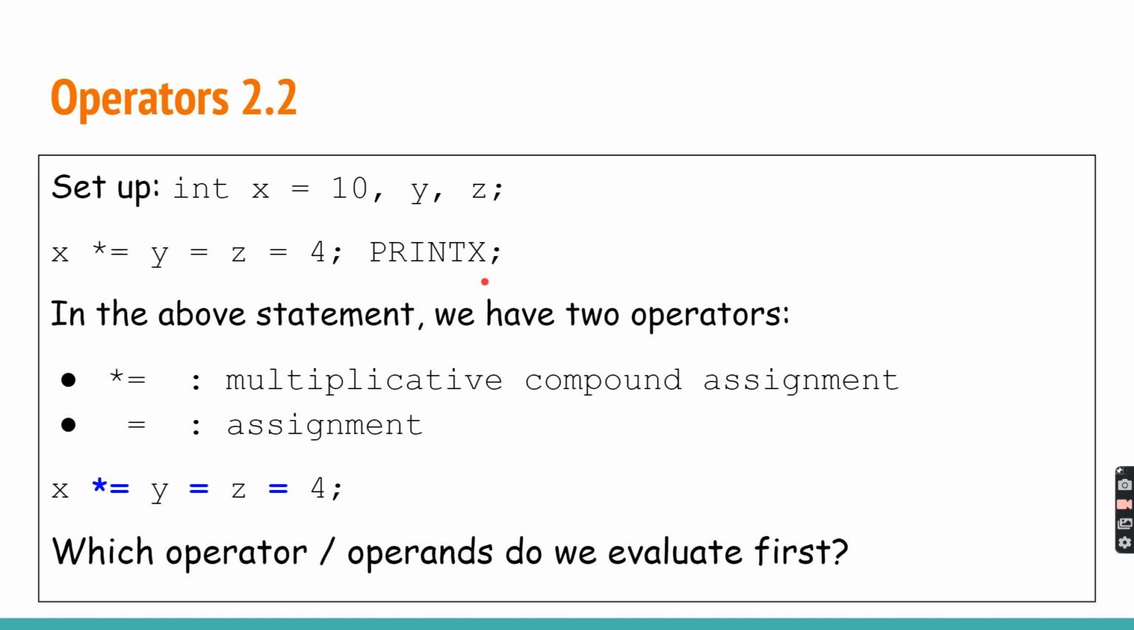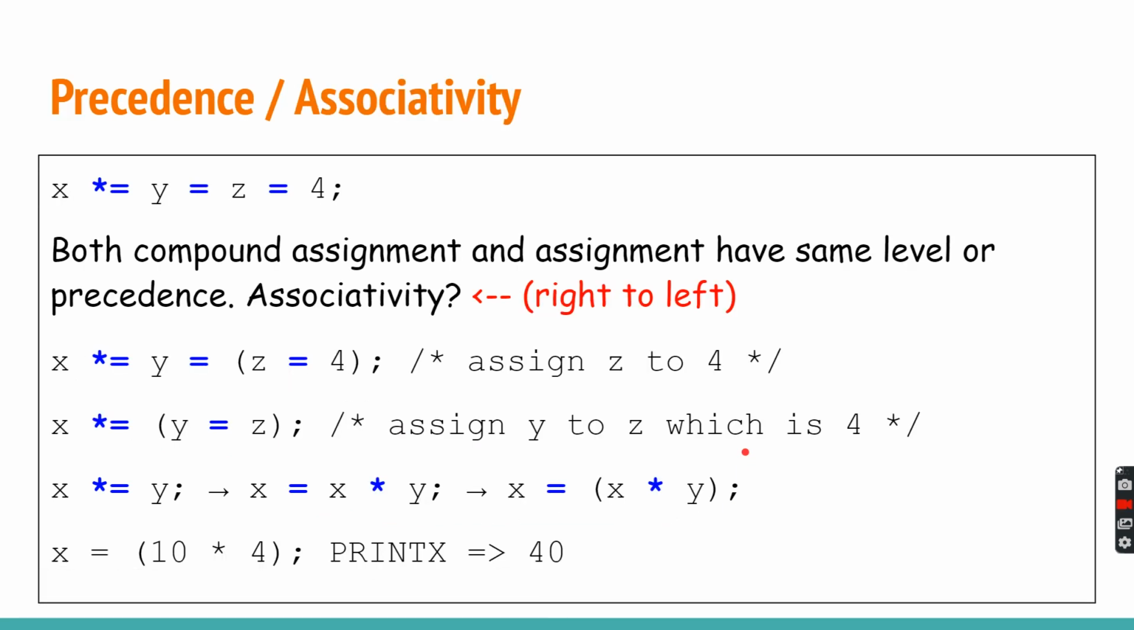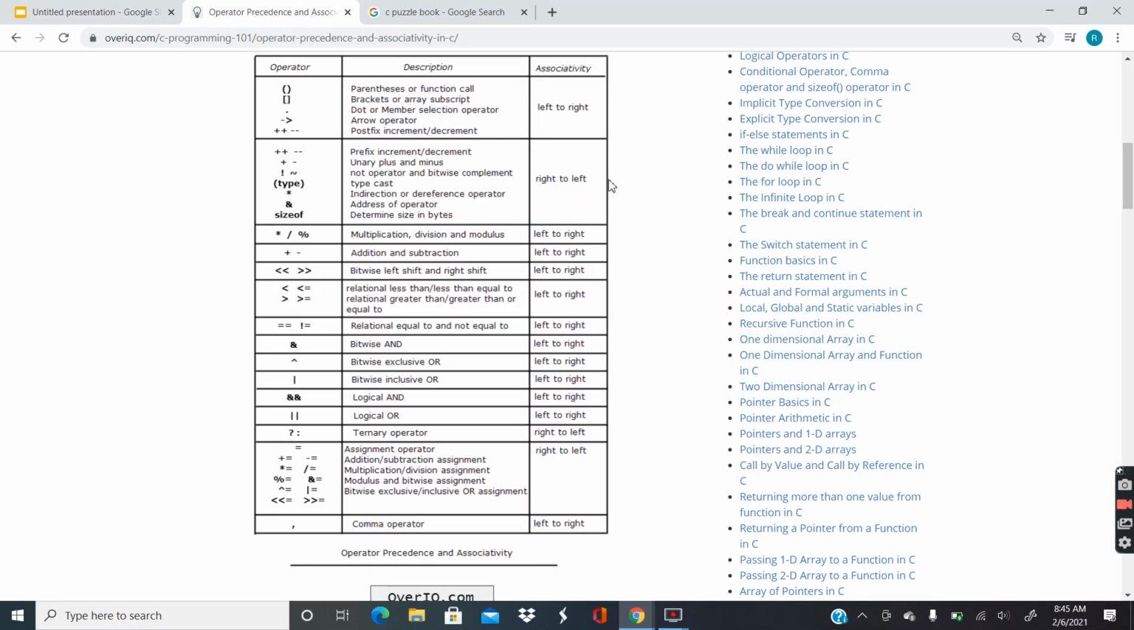So in the above statement we have two operators. Once again, the multiplicative compound assignment and just the regular old assignment. So which operator do you evaluate first? The one with the highest precedence, but in this case both the compound assignment and the assignment have the same level of precedence. There should be a typo there, excuse me. So since both have the same level of precedence, we'll go ahead and use the associativity, which is from right to left. If you look at the operator precedence table, we see that the assignment and the compound assignment operators are on the same level, which is the second to last one here. So if we jump to the associativity, we see that we're going from right to left.